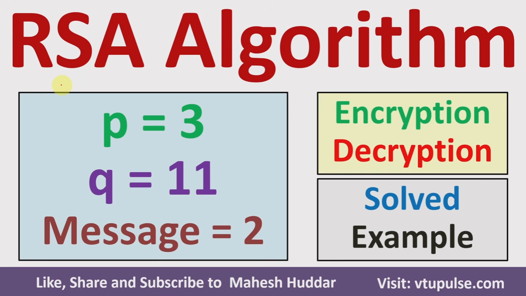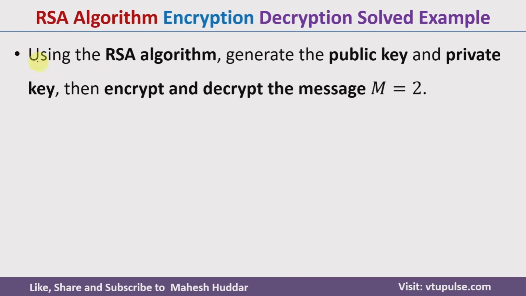Welcome back. In this video, I will discuss how to apply the RSA algorithm to encrypt and decrypt the given message. In this case, we need to use the RSA algorithm to generate the public key and private key, and then encrypt and decrypt the message, that is m is equal to 2.